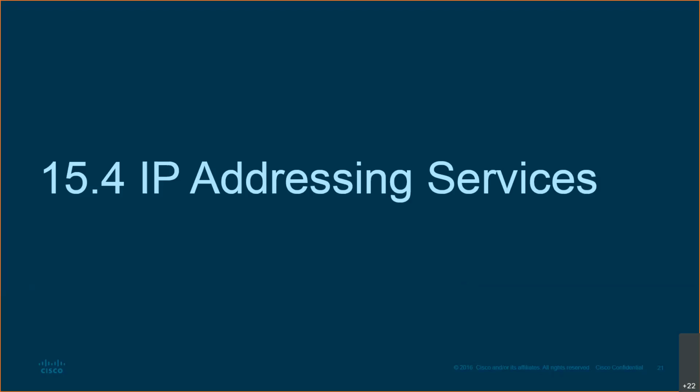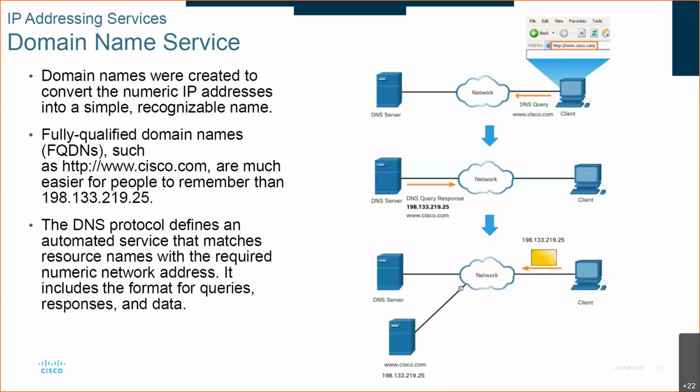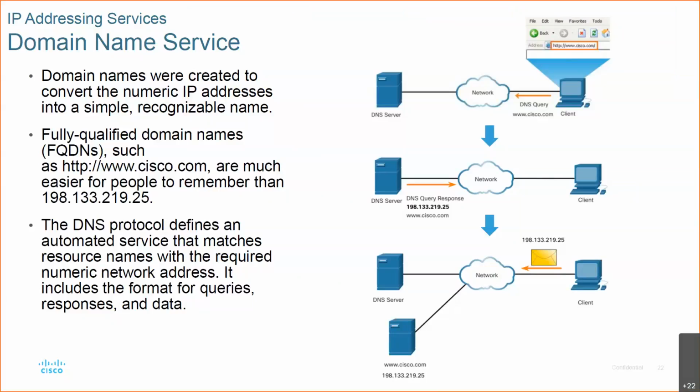Let's move on to IP addressing services. The best one is your Domain Name Service, whereby your fully qualified domain names, like http://www.cisco.com, are easily rememberable. What kind of word is that? Rememberable. Is there such a word? I'm not so sure. Can be easily remembered, rather than the IP address 198.133.219.25. It will be very difficult to remember that.